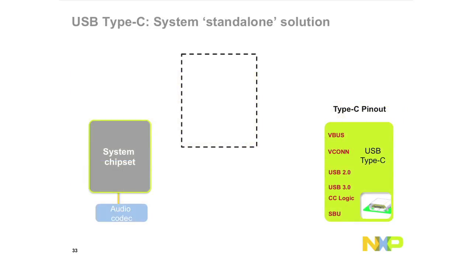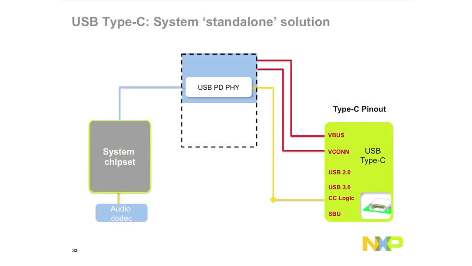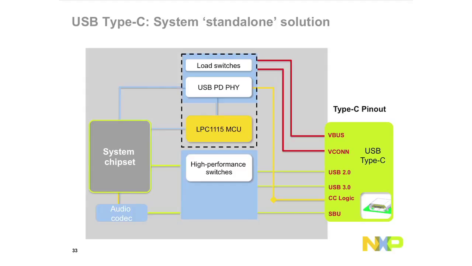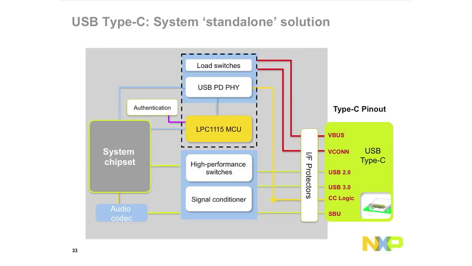Like you mentioned, in System Standalone, there's USB PDFI. You have a microcontroller to manage the PD policy. You have the load switches for USB PD and safety features like overvoltage lockout and overcurrent protection. You need the high-performance switches for the SuperSpeed lanes. You may or may not need signal conditioners. And you have ESD, TVS protection diodes for voltage clamping and whatnot. And you can optionally have authentication.